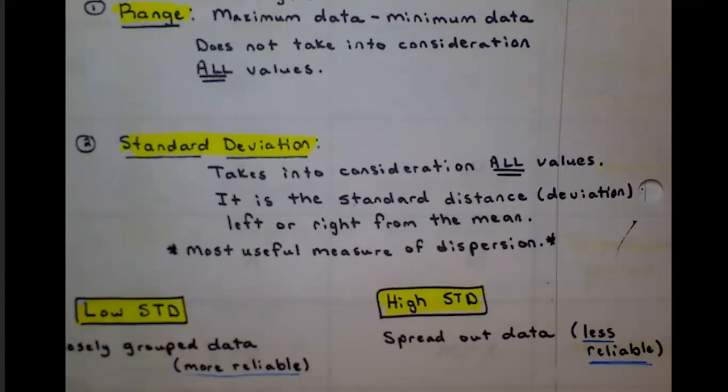So wherever your mean is, it's going to take into consideration every value and the distance every value is from the mean, not just the high and low. So it's going to do a calculation with every single value to give you the best approximation for the variation.